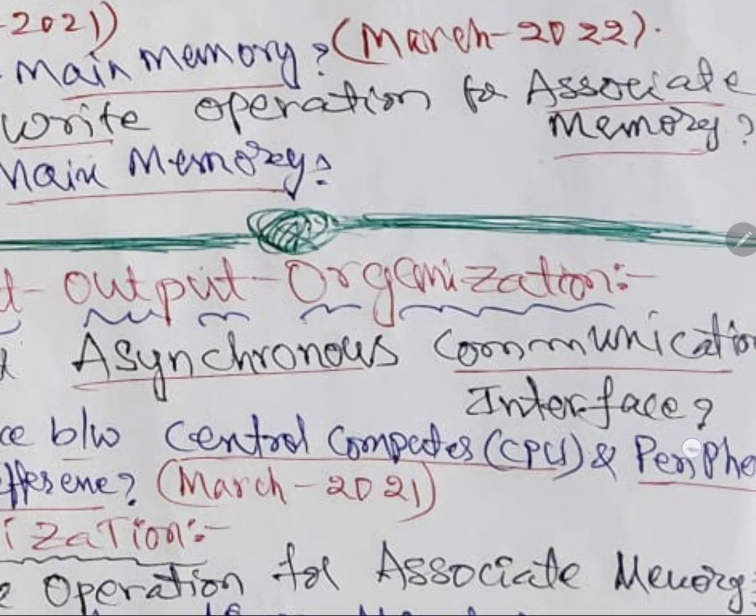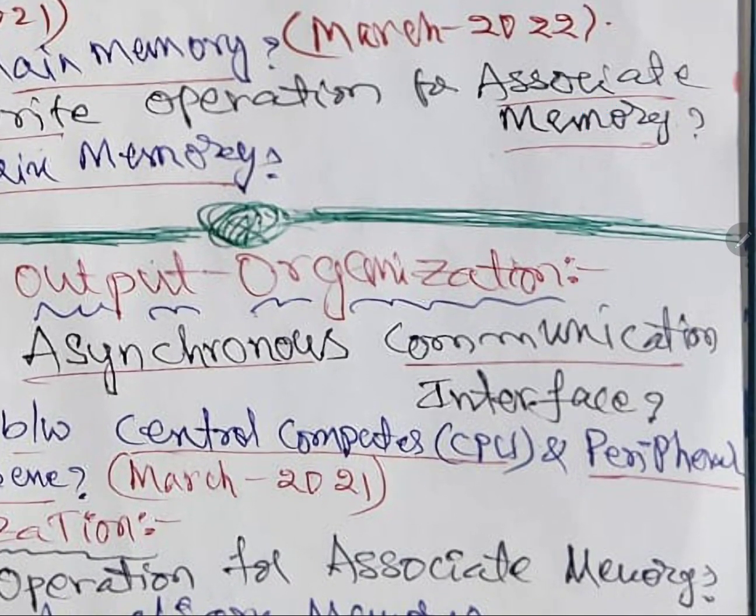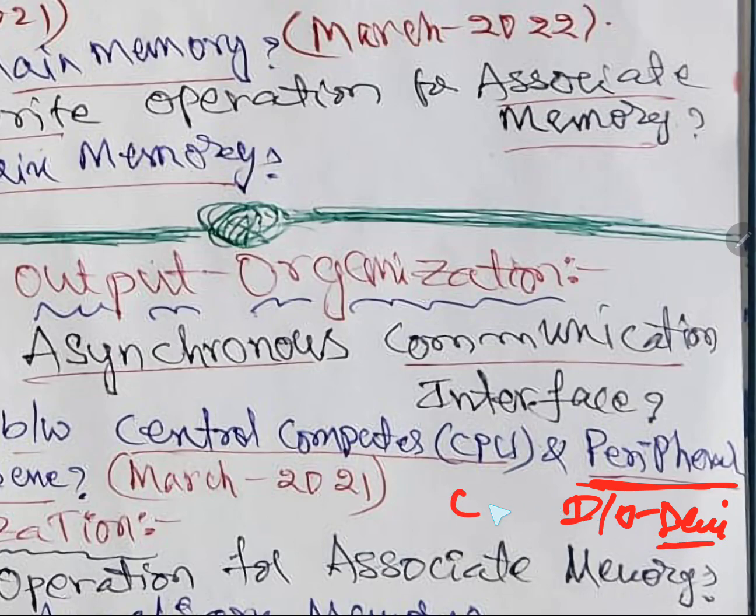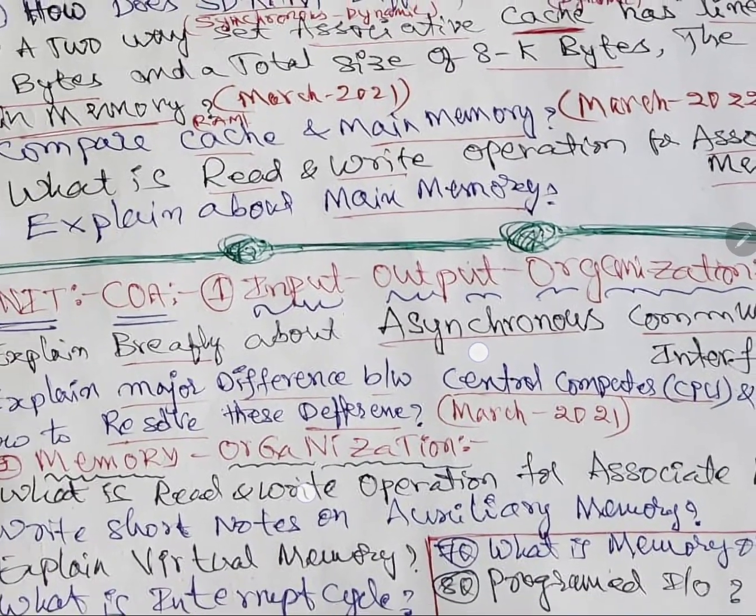Very simple. I will zoom it. See here. Peripheral is nothing but input output devices only, input output devices which are connected to the CPU. Central computer means CPU only. So this is the way the JN2 professor will confuse the students.